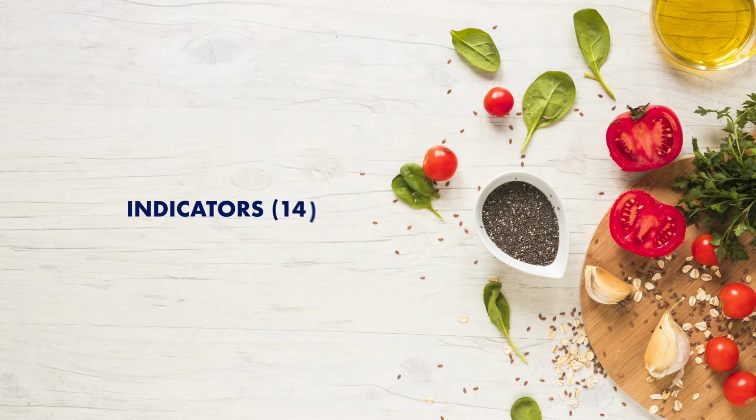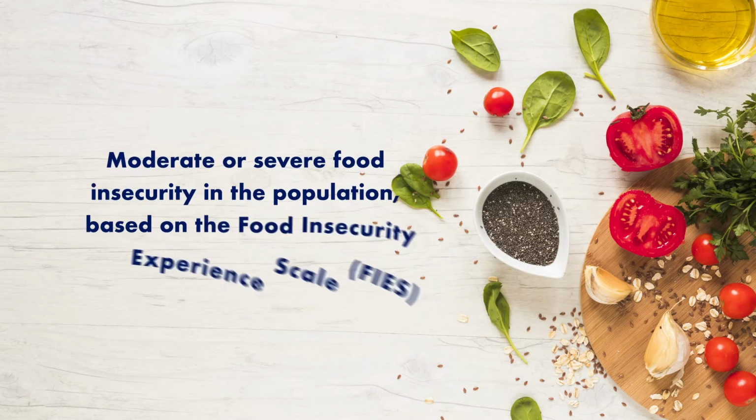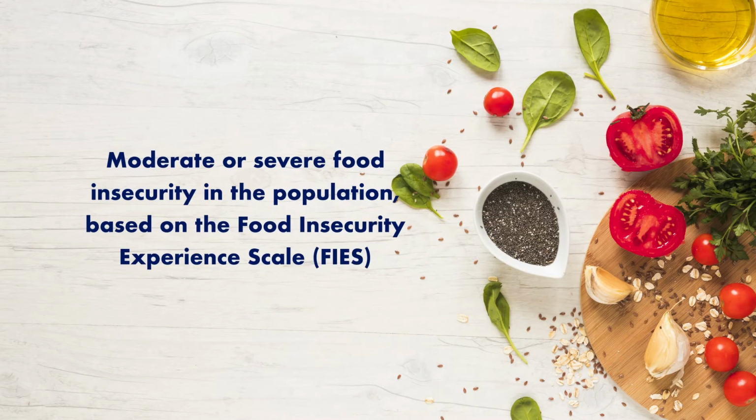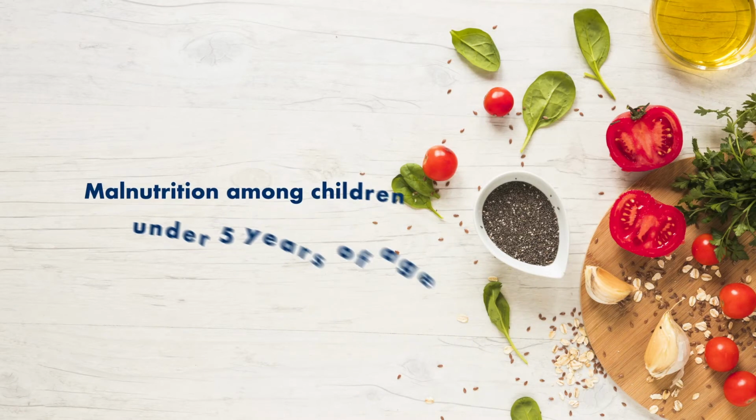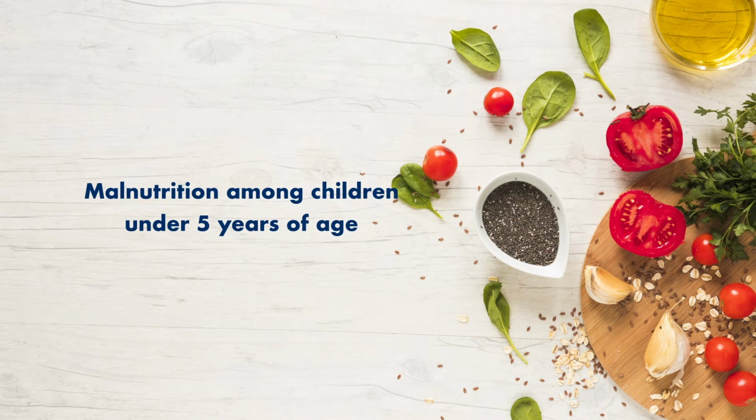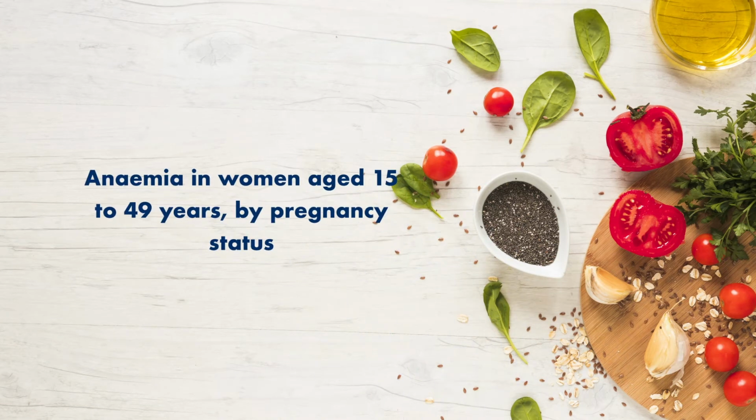So to achieve those targets, the identified indicators are prevalence of undernourishment, prevalence of moderate or severe food insecurity in the population based on the food insecurity experience scale, prevalence of stunting among children under 5 years of age, prevalence of malnutrition among children under 5 years of age, prevalence of anemia in women aged 15 to 49 years by pregnancy status, that is in percentage.